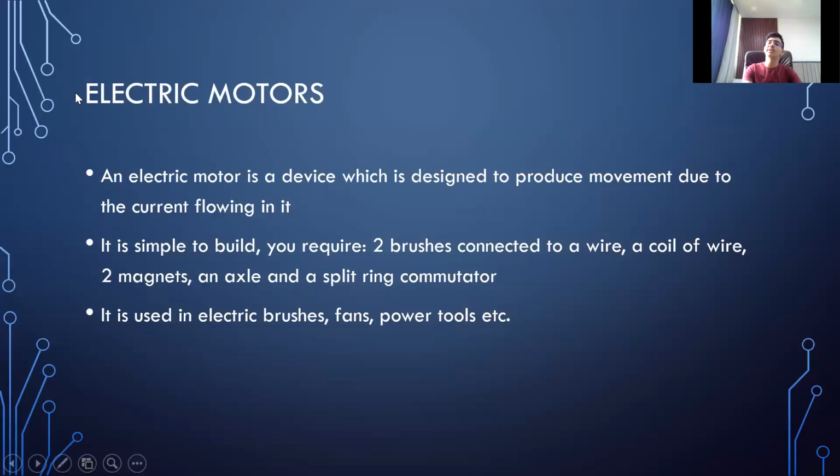So let's take a look at electric motors. An electric motor is a device which is designed to produce movement due to a current flowing through it. It can be powered using a battery, and it is very simple to build. You require two electric brushes connected to a wire, a coil of wire, two magnets, an axle, and a split ring commutator. It is used in all kinds of motion, like all kinds of motors, electric brushes, fans, power tools.